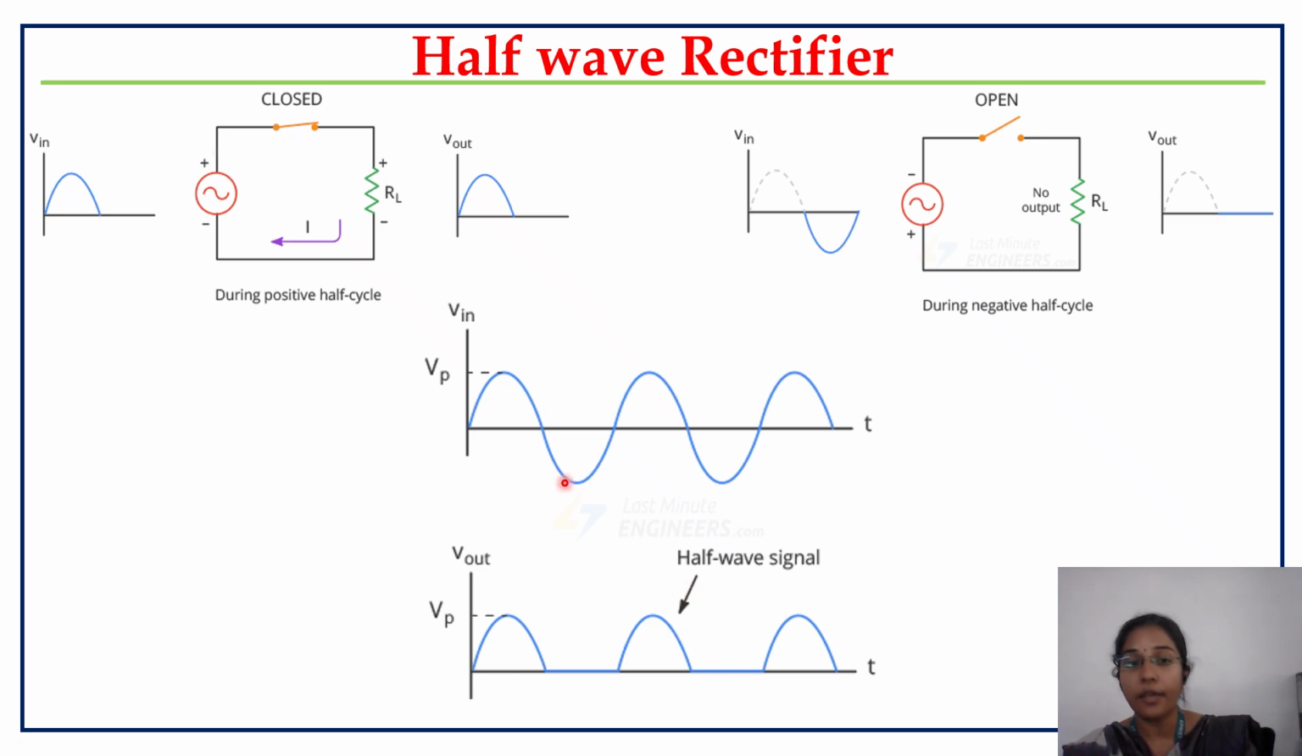In a half-wave rectifier, this portion of the signal is being utilized, but the other portion of the signal is getting completely wasted. So in order to use that effectively, we are moving to full-wave rectifiers.